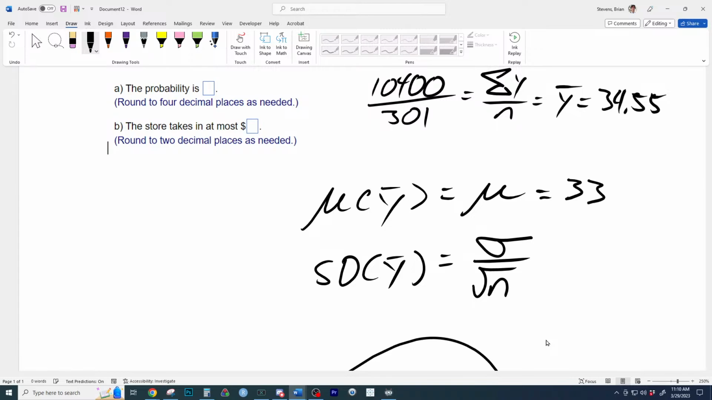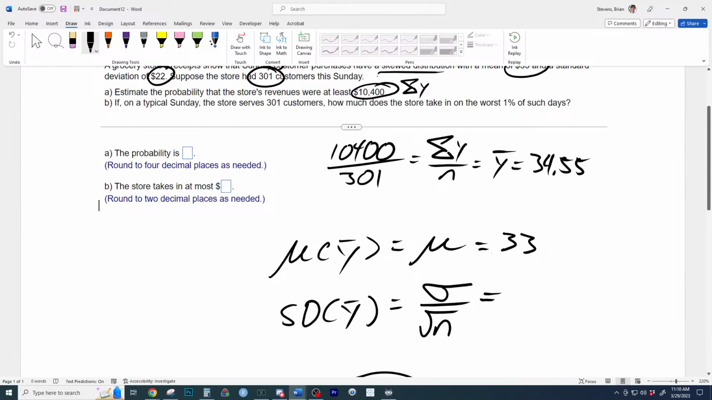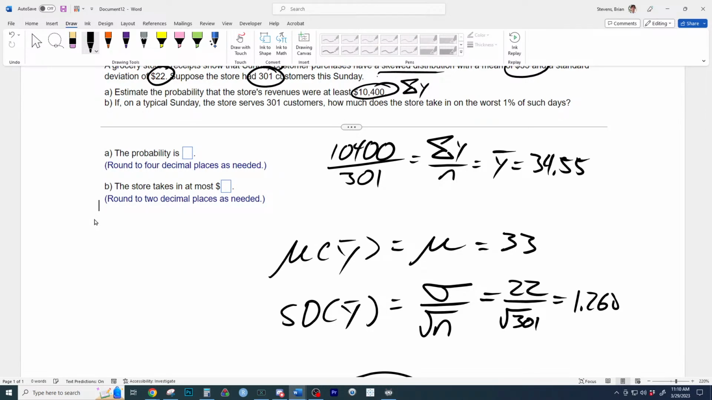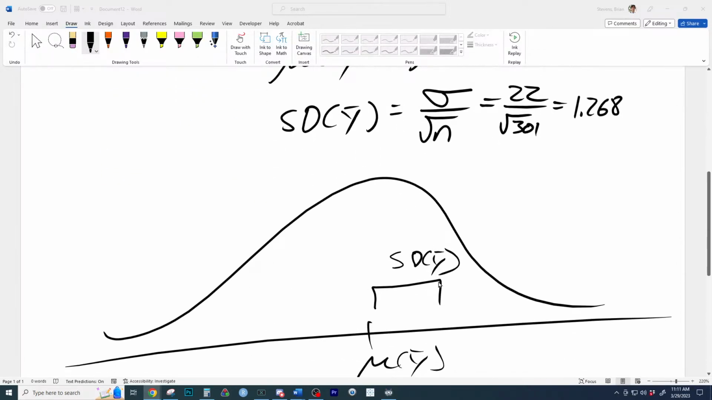This is equal to 33. And the original standard deviation is 22. And this is the new standard deviation for the distribution of the sample mean. There we go. And so now we have the mean and the standard deviation, and it's time to bring it over to the apps. So with this question now, we could draw it out here on the bottom.